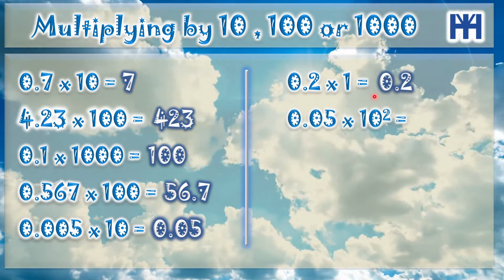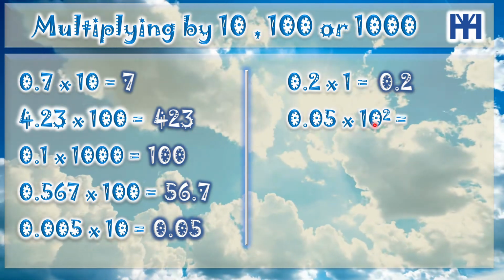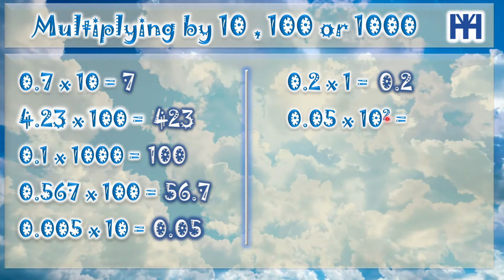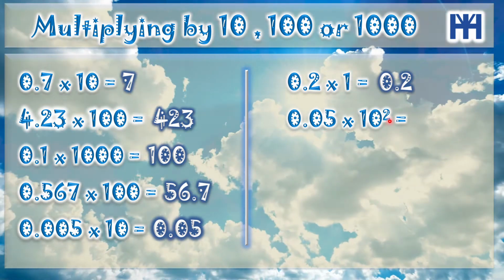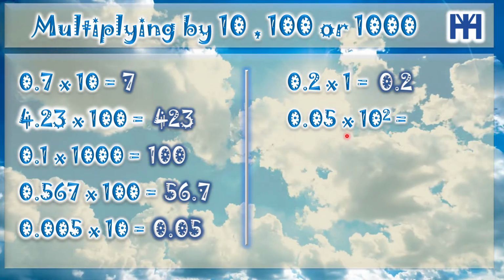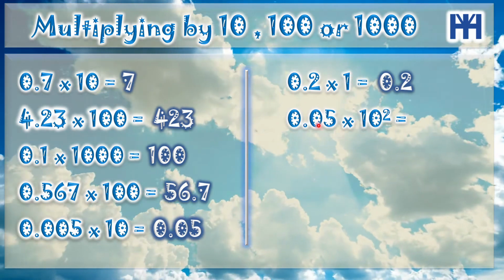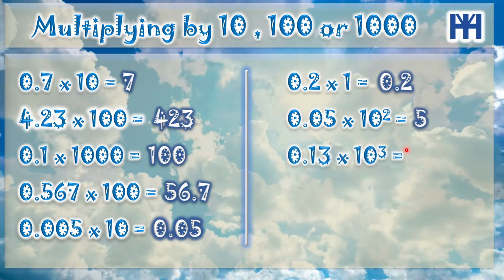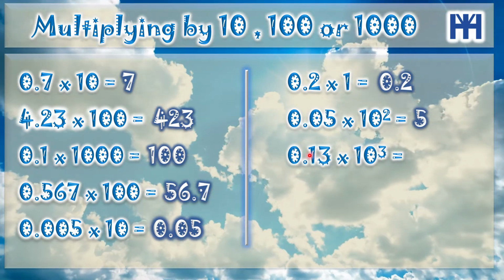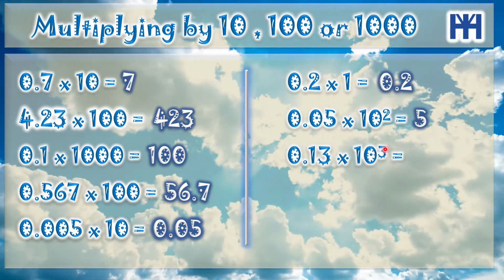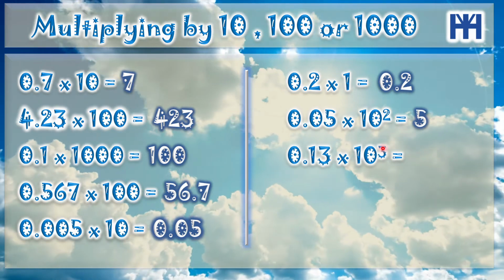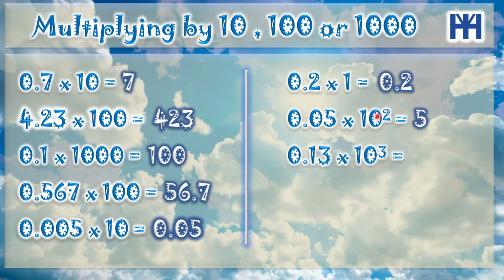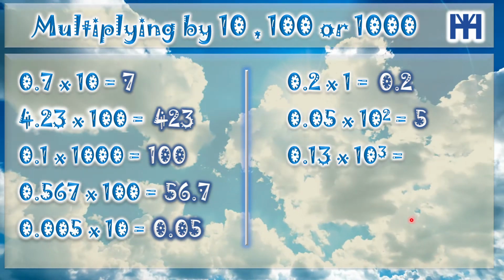Okay, remember the power or the exponent. It's 0.05 multiplied by 10 exponent 2. 10 exponent 2 is 10 times 10, and it's the same as 100. So it's 0.05 times 100, so the decimal point will jump twice, 1 and 2, so the answer is 5. Okay, so it's 0.13 times 10 power 3, so it's 1000. When you see the 3, imagine that there are 3 zeros, 1000. See 2, 2 zeros, 100, and so on.